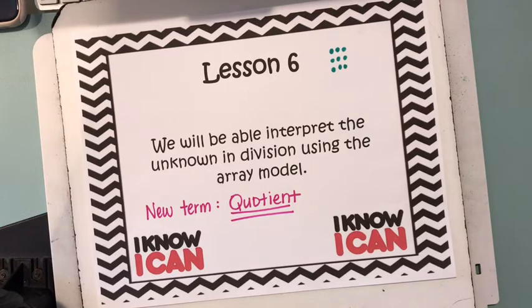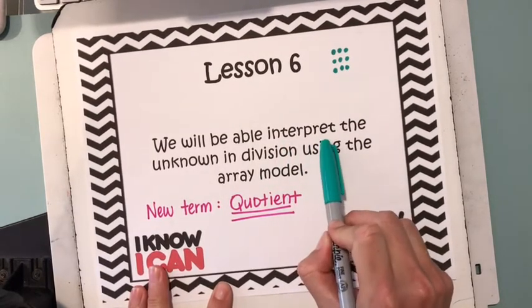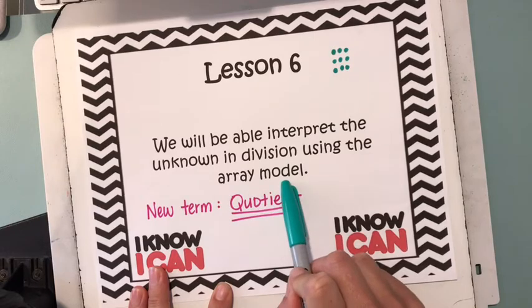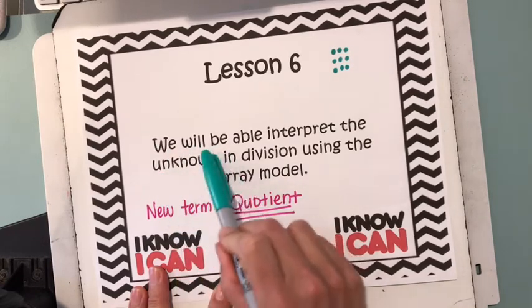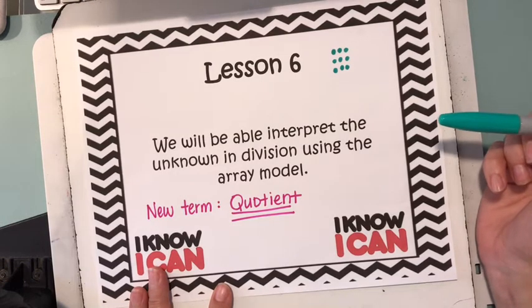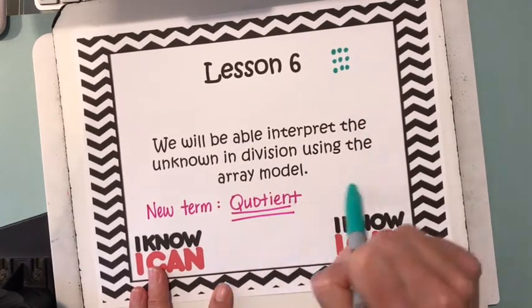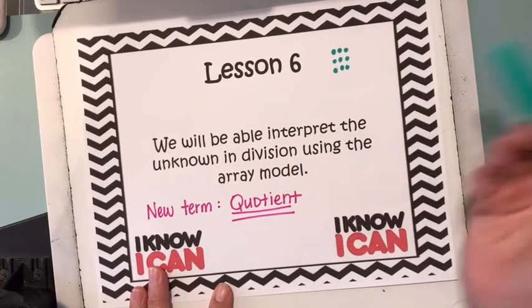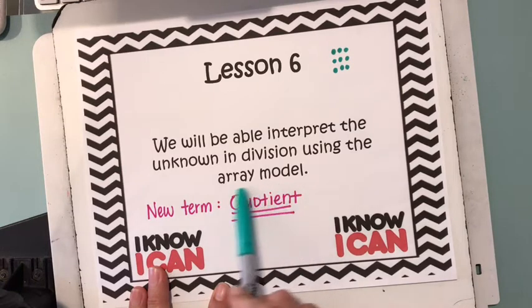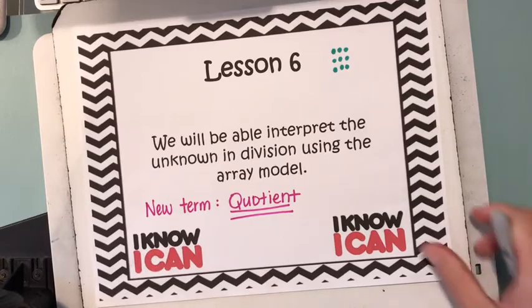Okay, here we go. We will be able to interpret the unknown in division using the array model. So we don't know what the unknown is. It could be the number of groups. It could be the size of the group. We don't know what that is. So we need to figure out in a problem, which one is it? We're also going to learn a new term today called quotient. Okay, so you will understand what that means very soon.